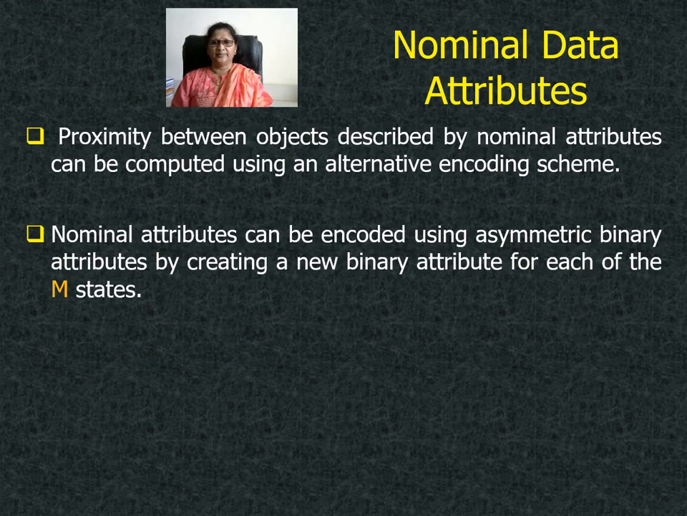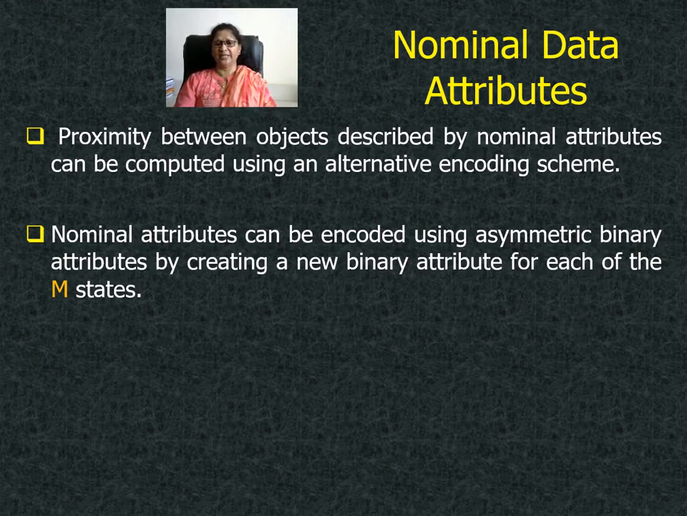So for proximity measures for nominal attributes, we learned how it can be done using the simple matching formula. There is another way, which is called the encoding scheme. Proximity between objects described by nominal attributes can also be computed with an encoding scheme.